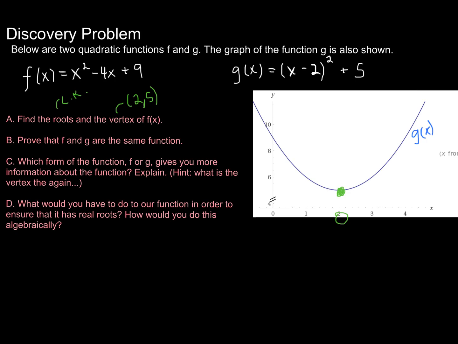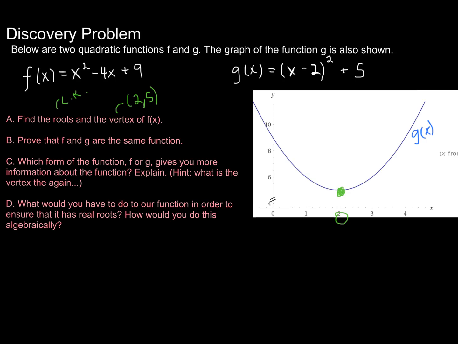Alright, now the last one is, what would you have to do to our function in order to ensure that it has real roots? And how would you do this algebraically? So you might imagine if you want this function to have real roots, it needs to intersect the x-axis. In other words, you need to bring it down or shift it downward, or the word that we use mathematically is translate. So we would translate the function downward.